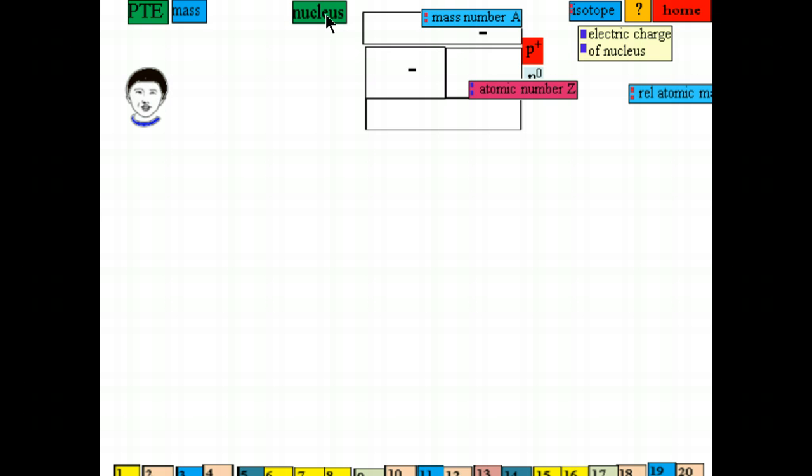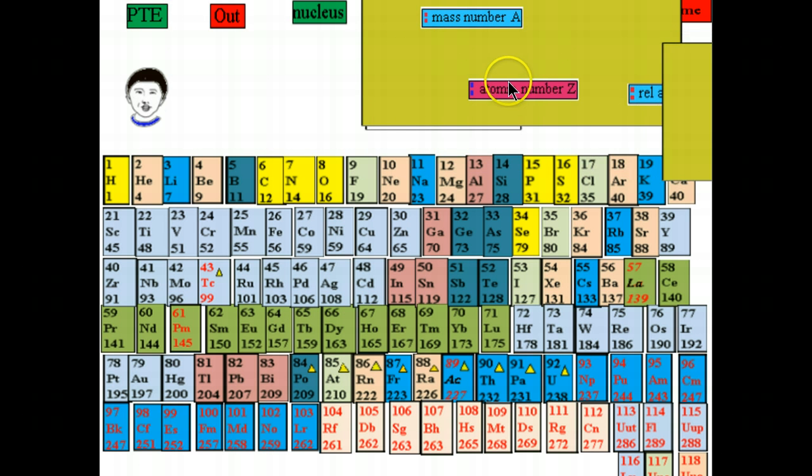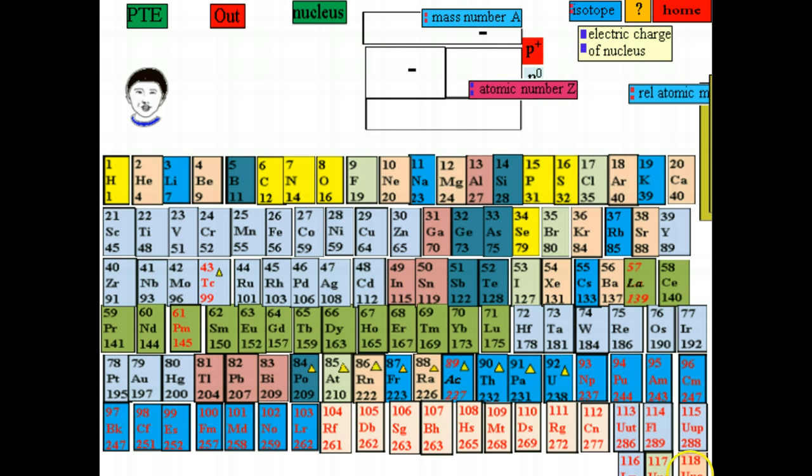Right click on nucleus to make this nucleus disappear, and double left click on mass. That will list now all the 118 elements, and you know that each element differs from each other by the number of protons in its nucleus. So if you know the number of protons in the nucleus, you can tell me exactly which element it is. For instance, Z equals 8. So this top number here is the atomic number. Z equals 8 is always oxygen.